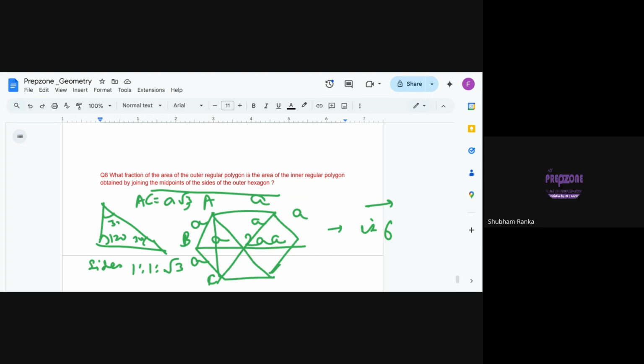Is it making sense? No, sir, it's very fast for me. I am not able to understand. But before this it was fine, no? 6 equal parts, वहां तक समझ आ गया कि 120 and then 30, and then उसके बाद how do we get the sides 1:1:√3?